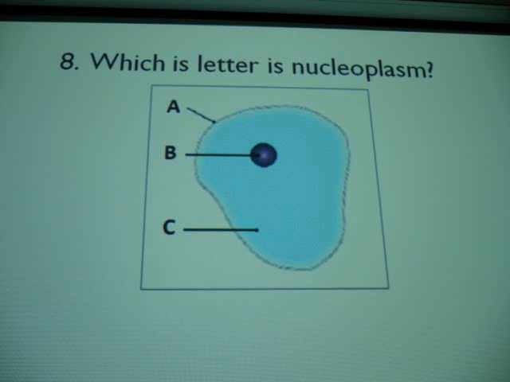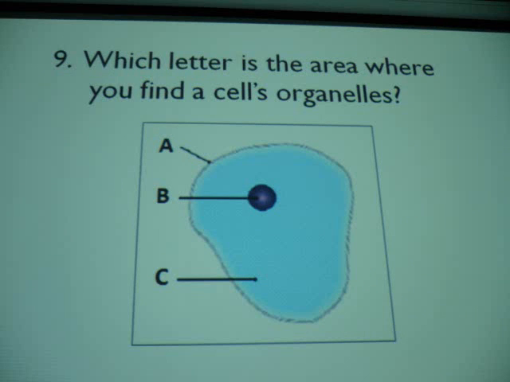Nucleoplasm is found in the nucleus, therefore the answer obviously is going to be B. Where's the area where you find the organelles of the cell? C. And you know B is an organelle. You know that, right? The nucleus is the cell's biggest organelle. So even this is in C.